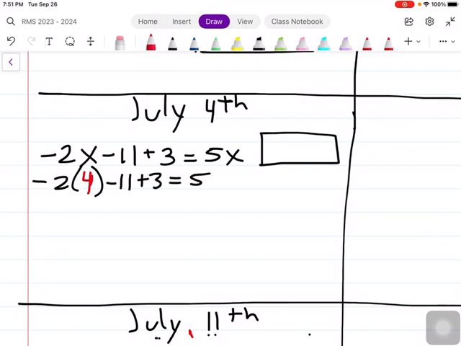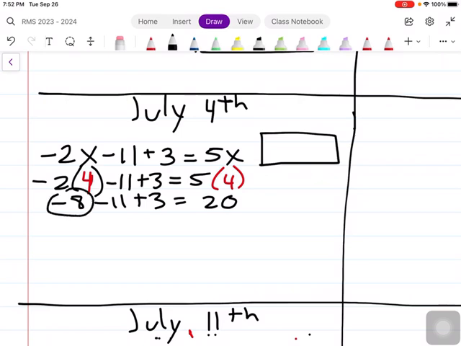Okay, so I'm making it exactly the same. Here, this is all we have. So 4 times negative 2 gives you negative 8. And then 5 times 4 gives you 20. If you combine all of those, these two negatives, you add together to make negative 19. And then negative 19 plus 3 gives you a negative 16.